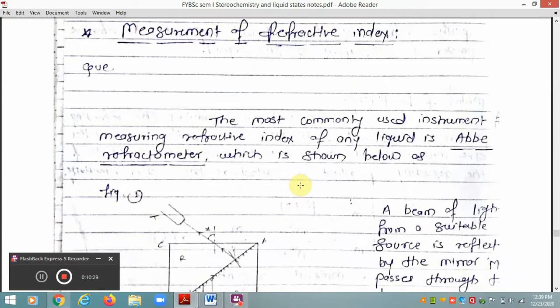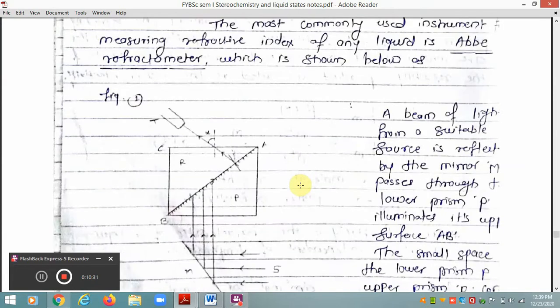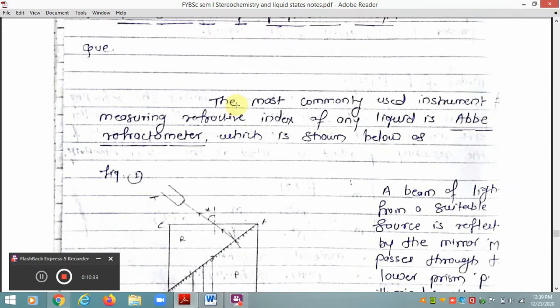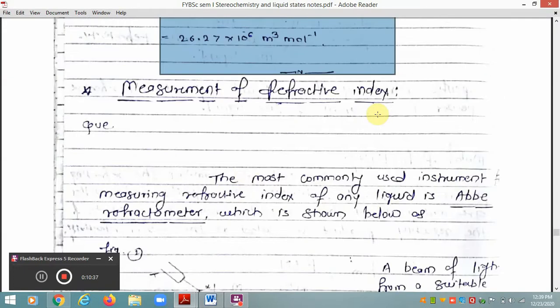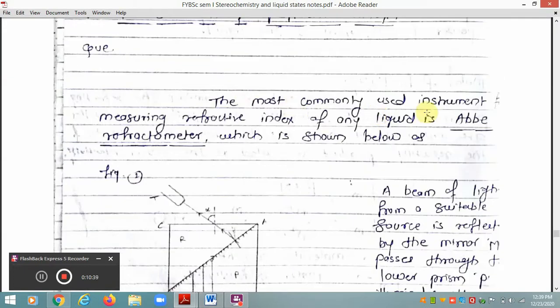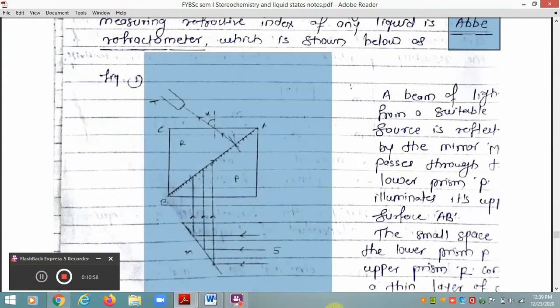How this refractive index is measured, that is also important. The most commonly used instrument for the measurement of refractive index of any liquid is the Abbe refractometer. So this is the instrument which is used for the measurement of refractive index of the given liquid, called as Abbe refractometer, which is shown here. That is, this is the Abbe refractometer. I hope you can understand.